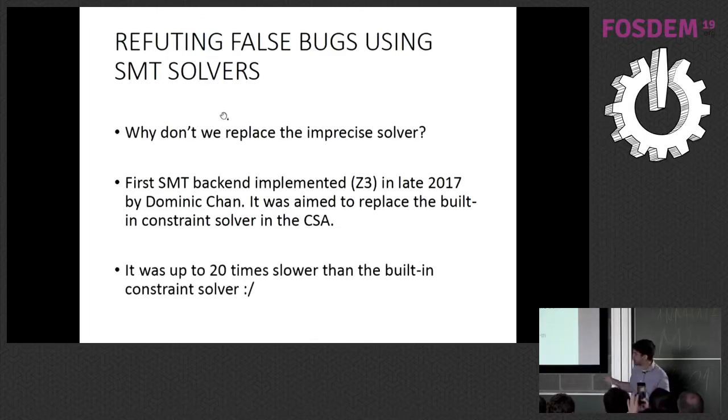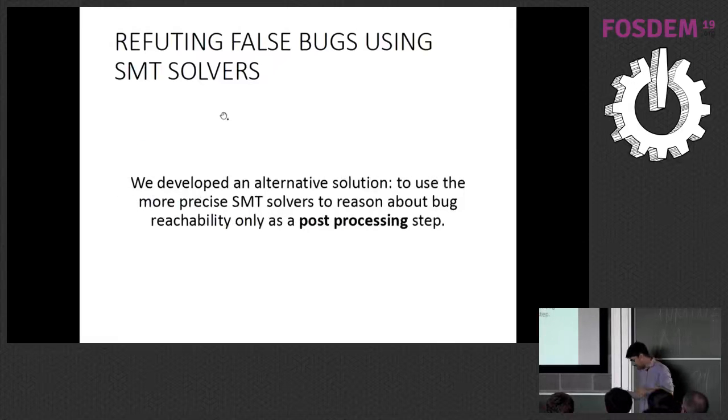The problem is it was up to 20 times slower than the constraint solver. So it kind of defeats our initial idea of producing something. We are so slow that in the end the user just doesn't want to use it, right? So we still want to be fast, and we still want to produce some results, some bug reports, so the user can use it, right? So we propose something else.